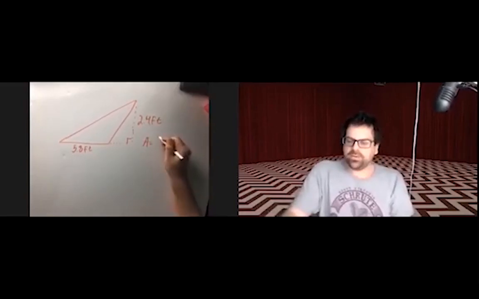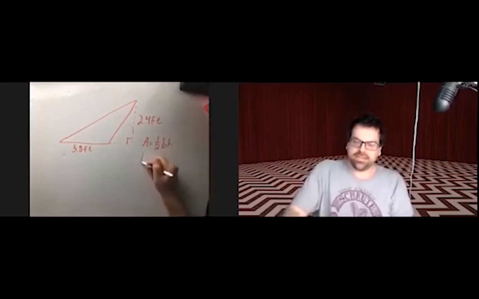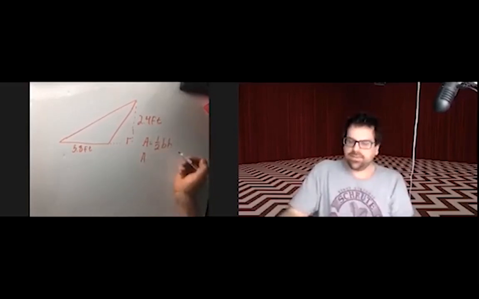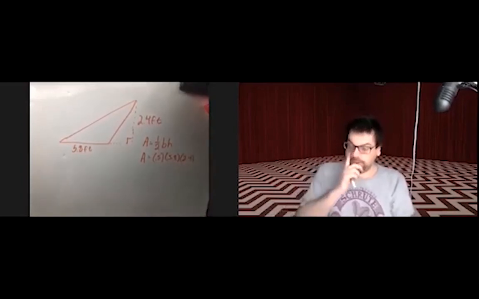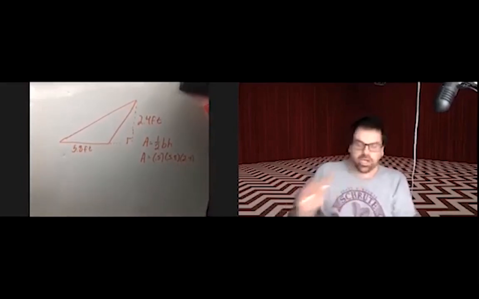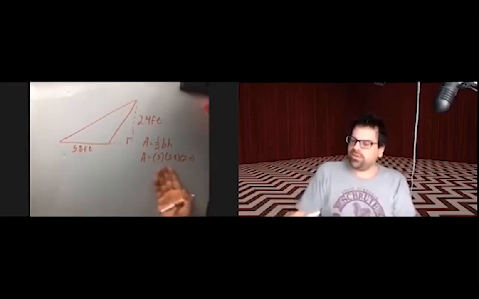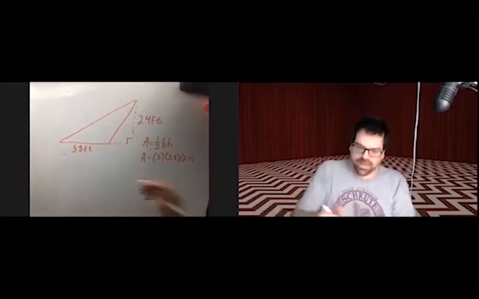Area equals 1/2 base times height. Area equals 0.5 times 5.8 times 2.4. You can pick any two and then multiply by the third. You don't have to go in order. I'm going to.